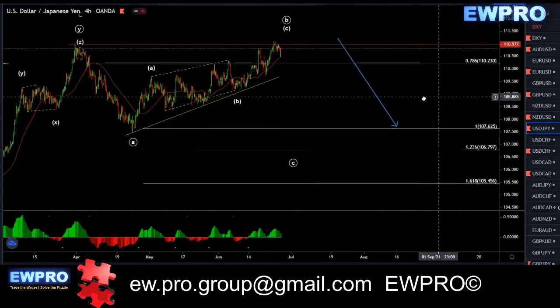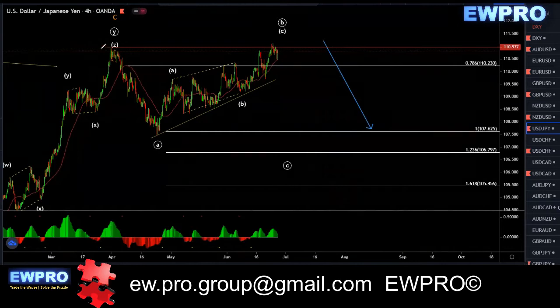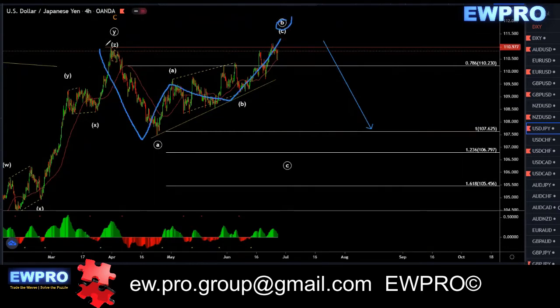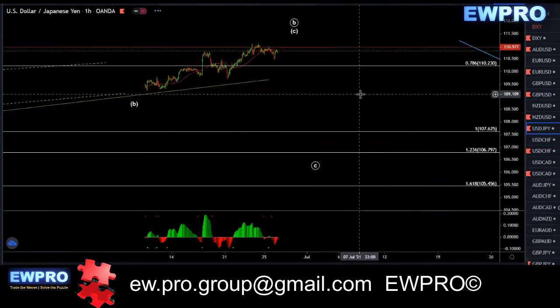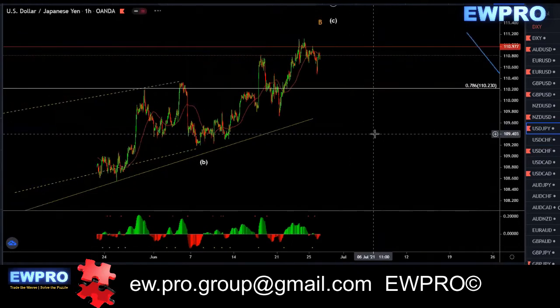So going on to the H4, sorry, we got this A, B, C in the B wave. Just broke that top. Any sort of sell setup you get, look for the sell. It's not giving us a sell setup yet. It's still looking bullish on the daily.